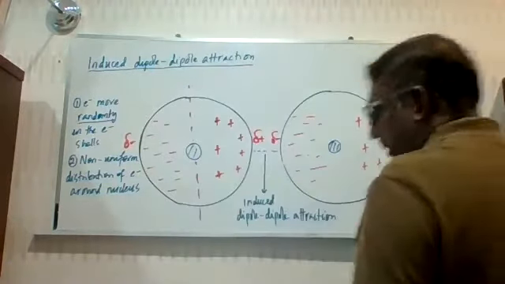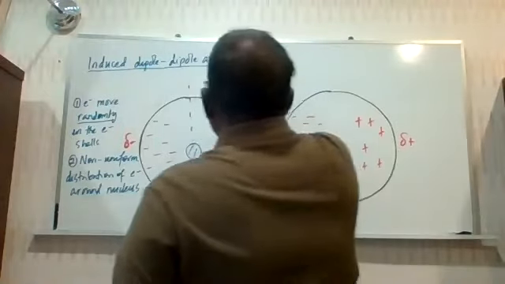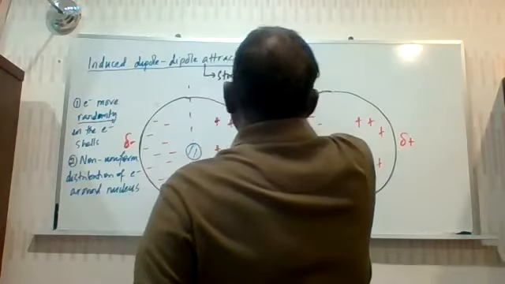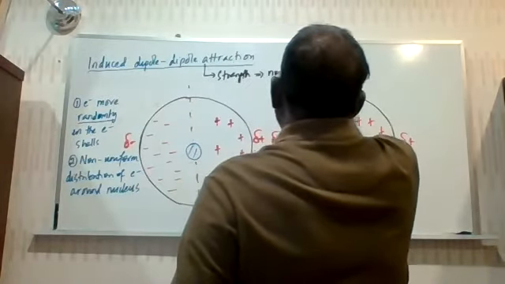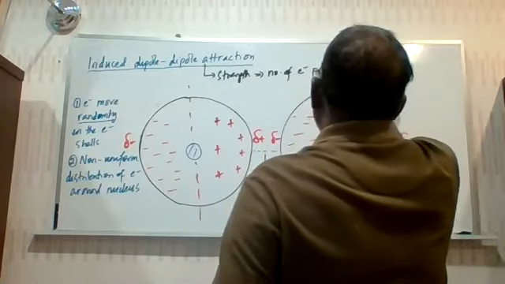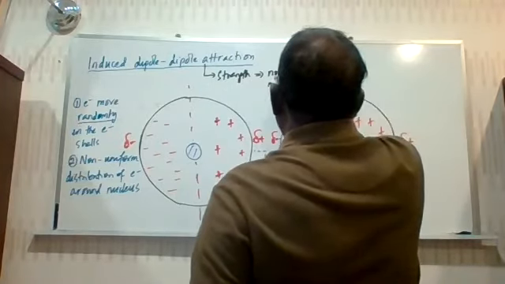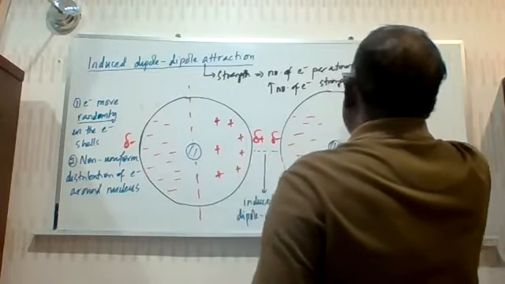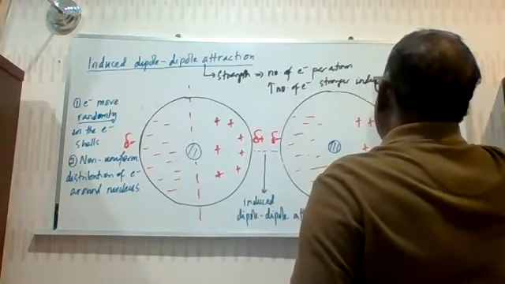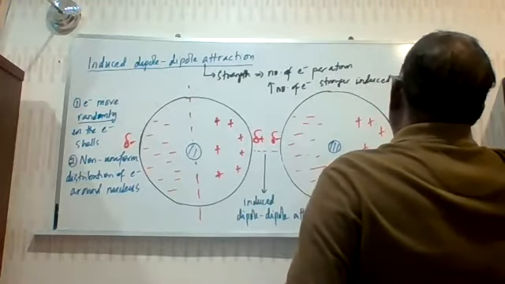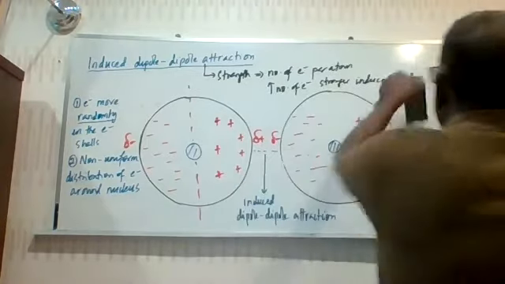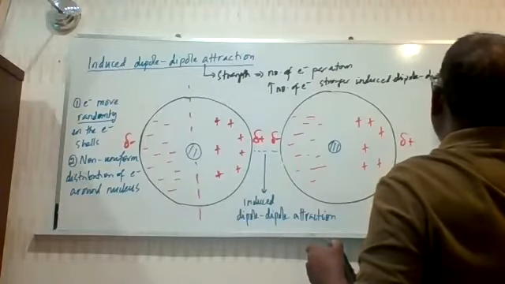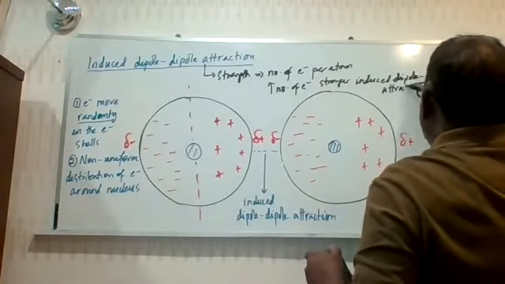So the main factor that determines the strength of the induced dipole-dipole attraction is the number of electrons per atom. The bigger the number of electrons, the stronger is the induced dipole-dipole attraction.